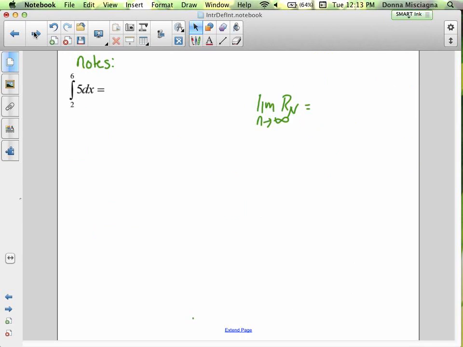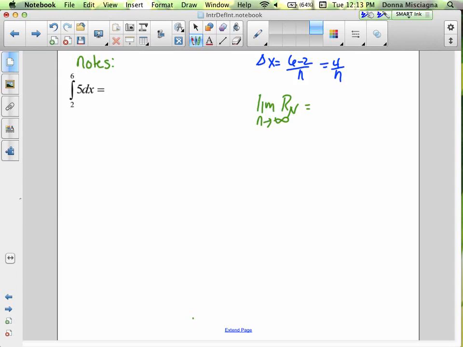All right, so here's our next one. Nice, easy one there. First of all, let's find change in x. That's going to be 6 minus 2 divided by n, so that's 4 over n. Let's find x.